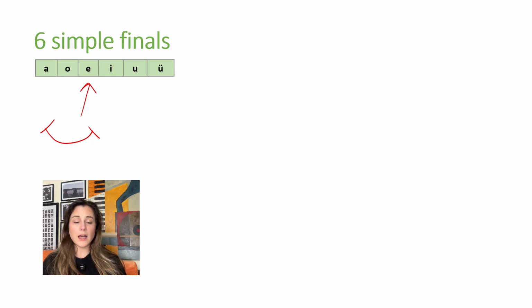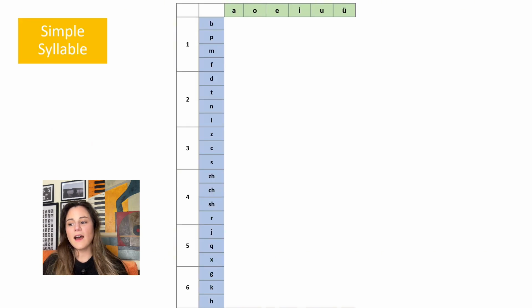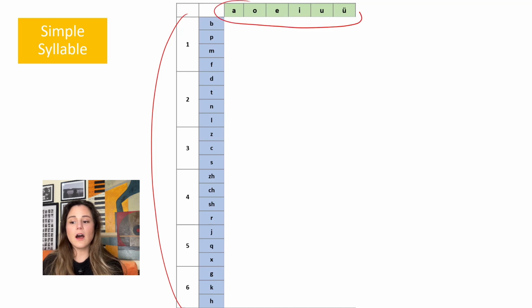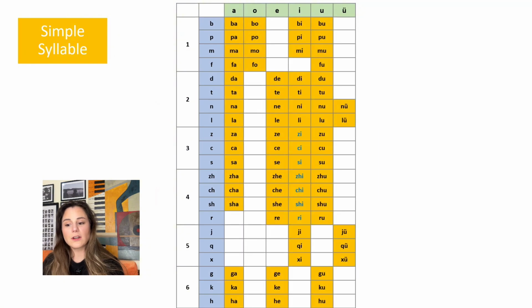If you have trouble pronouncing this, start with the sound and you can find it for future practice. Now, what you see here, on the left side vertically, are organized all the 21 initials, and horizontally on the top what we have is 6 finals. What I can do here is create a syllable, which is a simple syllable. Simple syllable means that we have 1 initial and 1 final.